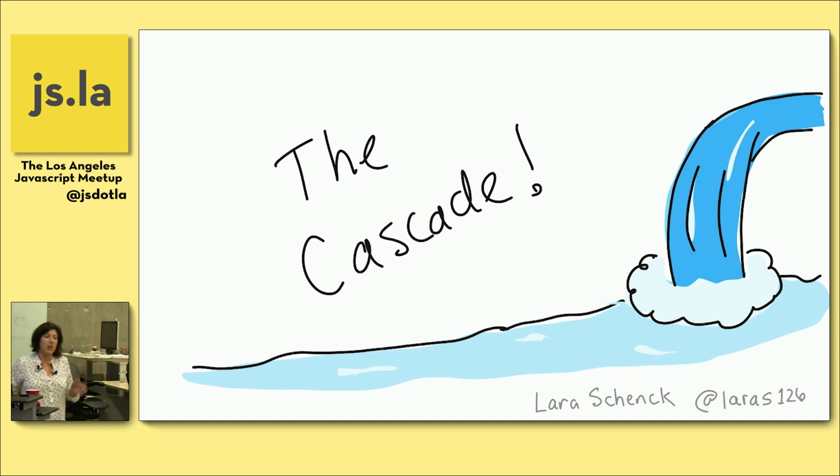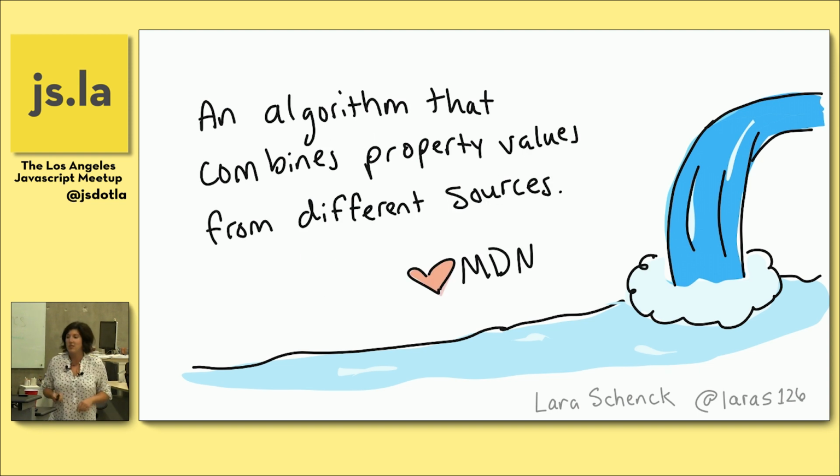I feel like the Cascade gets a lot of flack because it can be a real gotcha for people starting to learn CSS, and it's something very unique to the domain of CSS. So let's look at the Cascade as an algorithm, because that's what it is: an algorithm that combines property values from different sources. That's from Mozilla Developer Network. This is also the first thing that comes up when you Google algorithms and CSS. Maybe my talk will come up now.